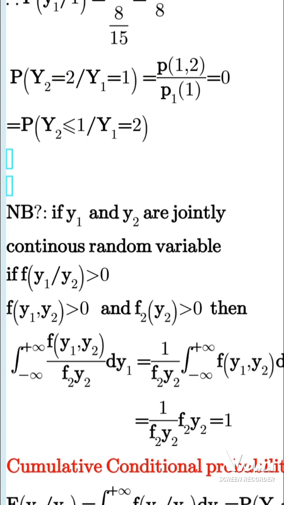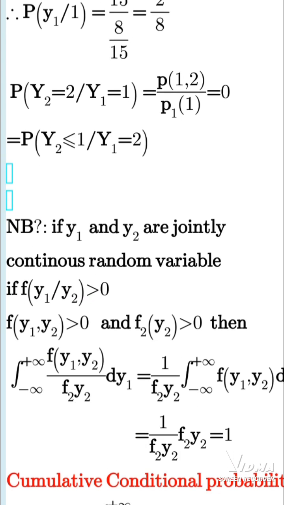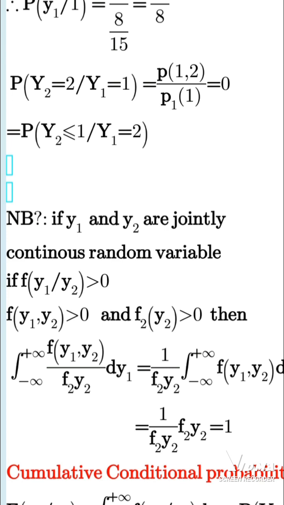Now if y1 and y2 are jointly continuous random variables, the only situation is that y1 and y2 can only be jointly continuous random variables if both of them are greater than 0. Do you understand? Or you take their integrals, and the integrals become what? Become 1. And of course, if you take f(y1, y2) over f2(y2) dy1, taking f2(y2) outside, because it does not become a constant.